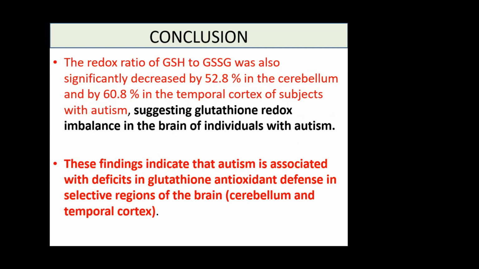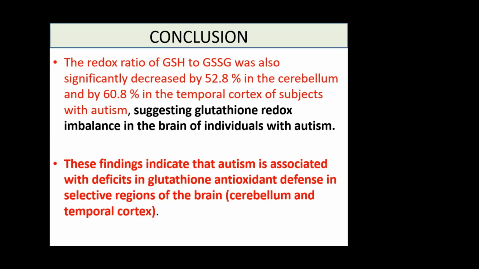Right, so this redox ratio of the active versus the inactive, or the reduced versus the oxidized form of glutathione, was also significantly decreased by 52% in the cerebellum and by 60.8% in the temporal cortex. The temporal cortex is on the side of the brain, suggesting that glutathione redox imbalance in the brain of individuals is a major factor in autism. These findings indicate that autism is associated with deficits in glutathione antioxidant defense in selective regions of the brain, namely the cerebellum and temporal cortex.